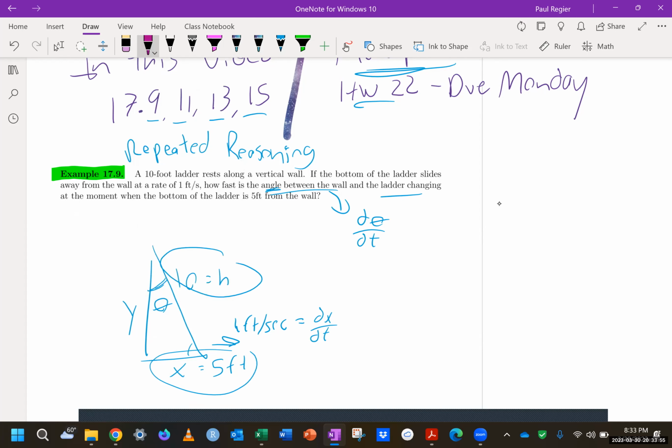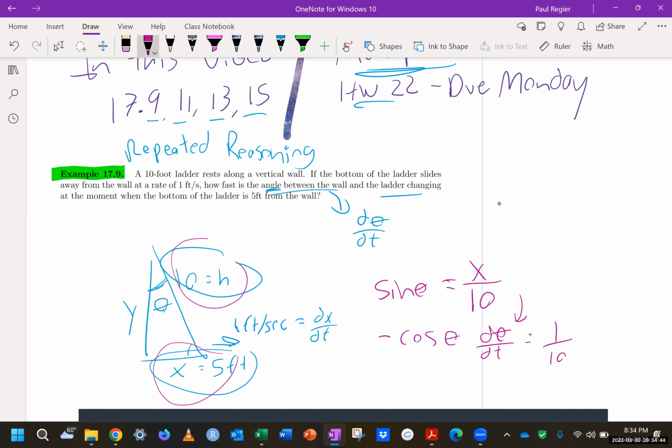For my equation, I'm going to set up cosine theta, not cosine theta, I have opposite over hypotenuse. So sine of theta equals x over h. Because h doesn't change, I'm just going to leave it as 10. H is constant, so it's not going to be affected when I do any kind of differentiation. Then I can differentiate this using, not partial differentiation, implicit differentiation. The derivative of this is cosine theta times d theta dt equals 1 over 10 times dx dt.